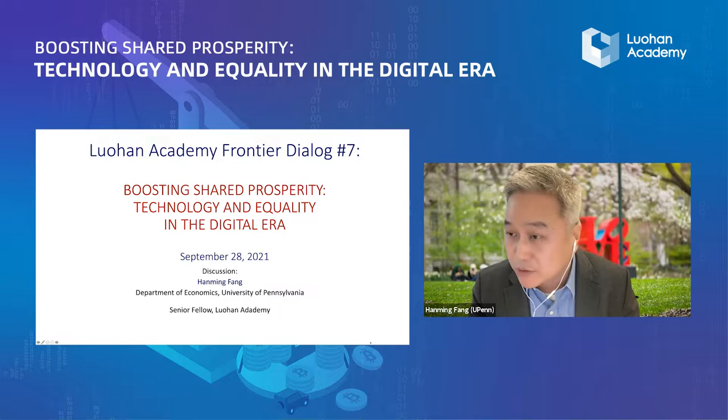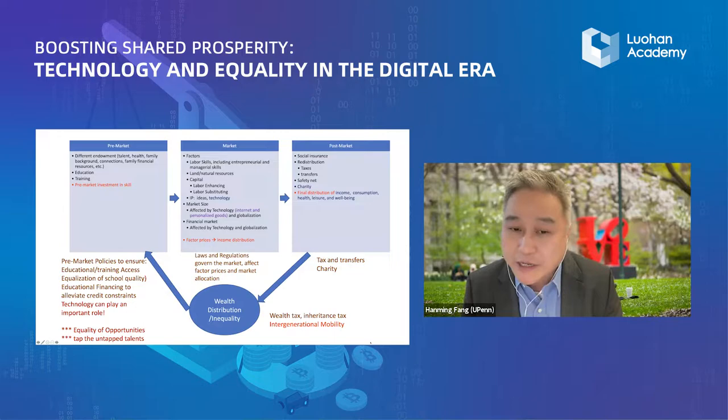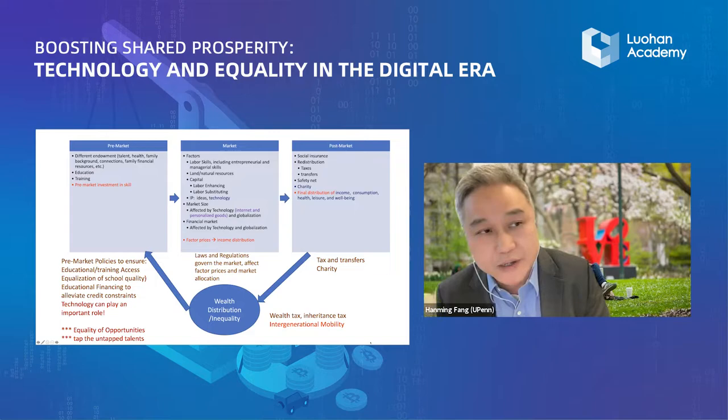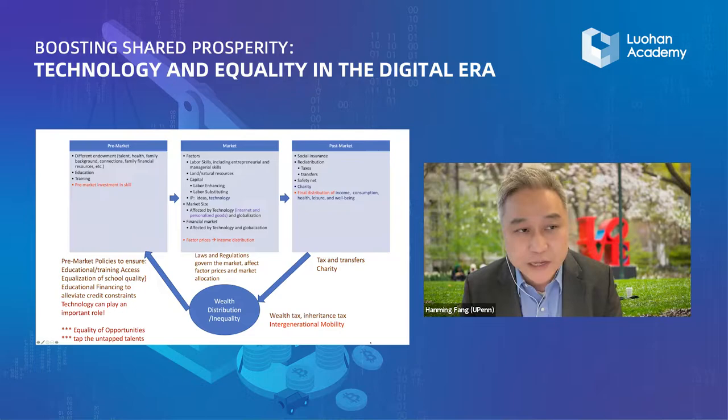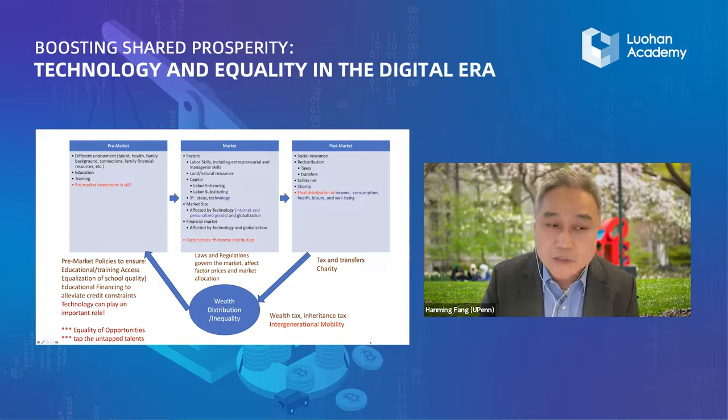In my presentation, I will basically put together a conceptual framework to think about how inequality emerges and how technology can affect inequality. I would think of three basic sources of inequality: pre-market, market, and post-market. In the pre-market, we are born into different families with different endowments, and our skills will be affected by opportunities for education and training. And ultimately, we enter the market with these skills.